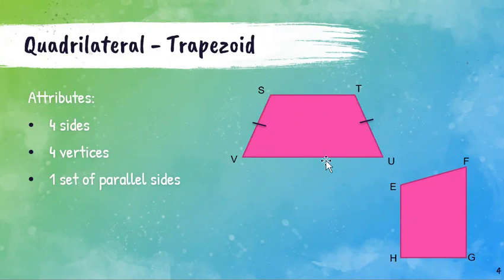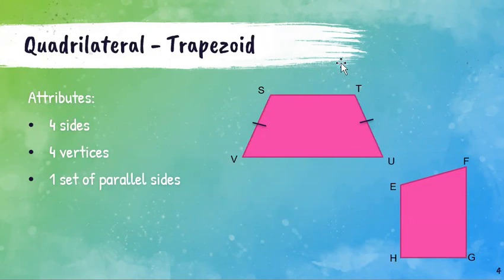Now, in this case, SV and TU happen to have these little hash marks on, which means they are congruent, or they're the same length. That's all that means, right? Remember that if you see shapes with these lines on them, it just means they're the same length. It doesn't mean that they're parallel. So in this case, this line and this line are parallel lines because this is a trapezoid.